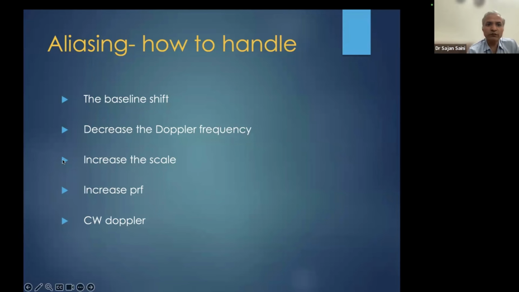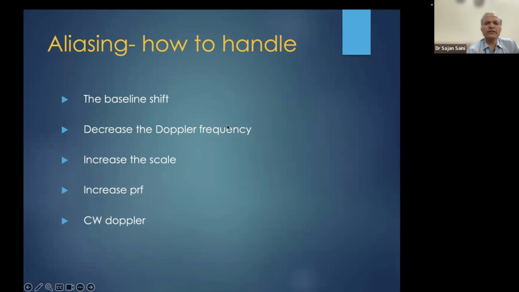So what we'll do is increase the scale. Once we increase the scale, indirectly it increases the pulse repetition frequency. When we increase the scale, it increases the Nyquist limit, and then the true Doppler shifts are calculated.